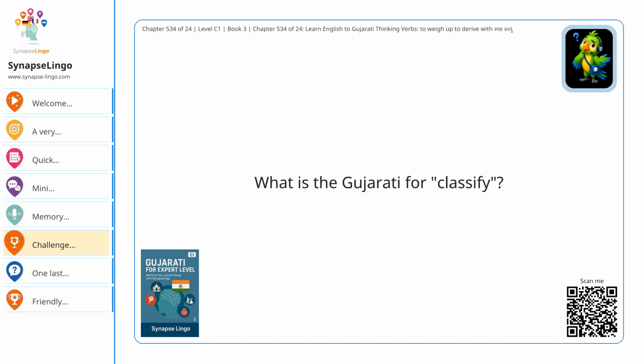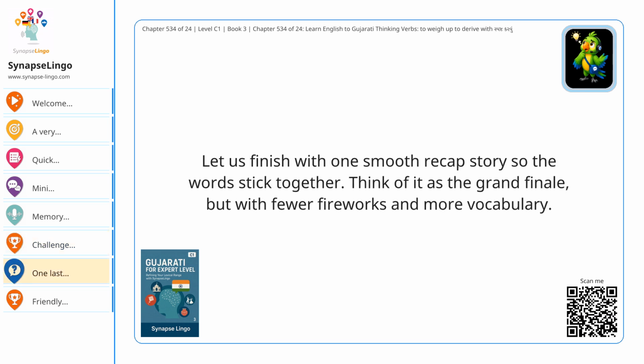What is the Gujarati for to make more specific? સ્પષ્ટ કરવું. What is the Gujarati for differentiate? ભેદ કરવો. What is the Gujarati for classify? વર્ગીકૃત કરવું. What is the Gujarati for derive? ઉત્પન્ન કરવું. One last smart scene. Let us finish with one smooth recap story so the words stick together. Think of it as the grand finale, but with fewer fireworks and more vocabulary.